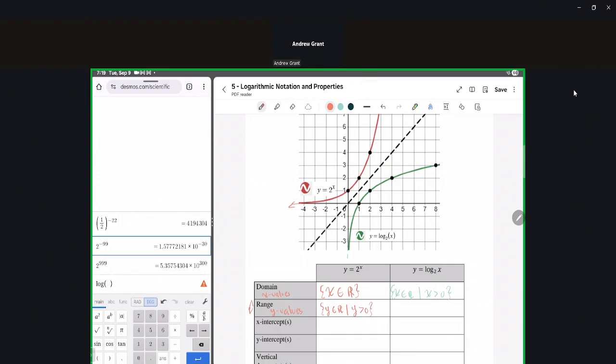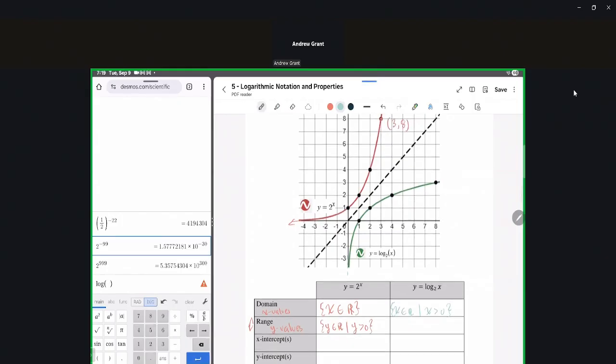Similarly, for the range of log base 2 of x, if you notice here, this function increases very, very slowly, but it increases. So if we continue this green line, it'll forever go upwards, just very, very slowly. And as we move down leftwards, we actually shoot down towards negative infinity fairly quickly. So the range in this case will be y is an element of all real numbers. It can be whatever you would like.